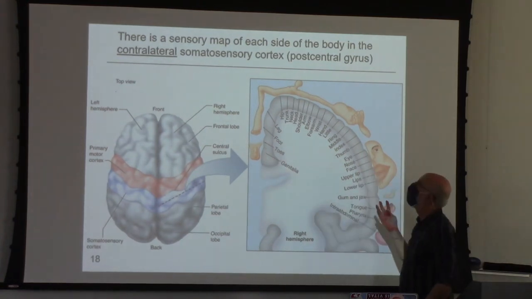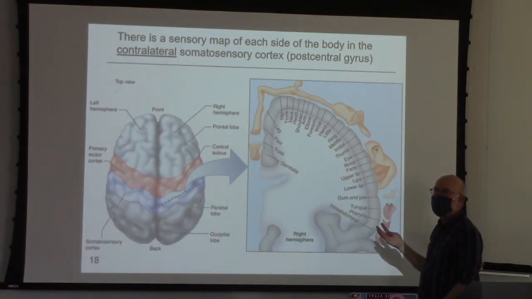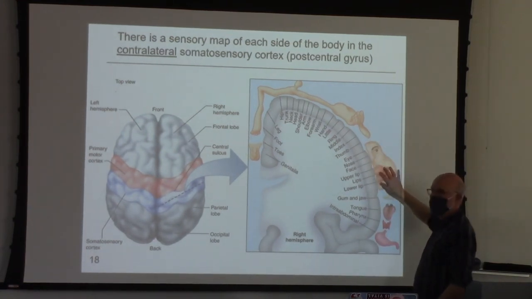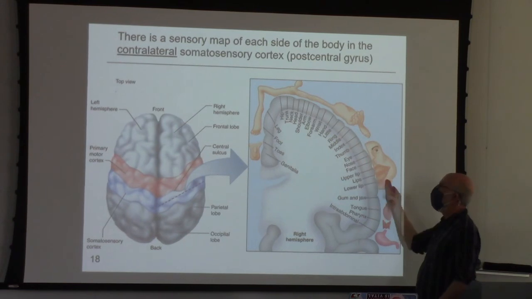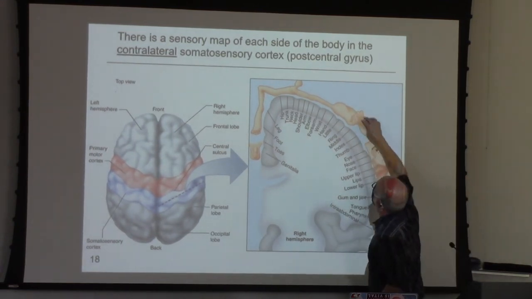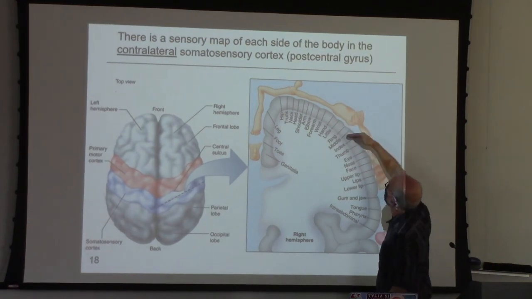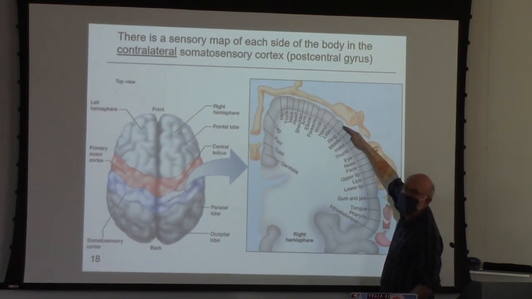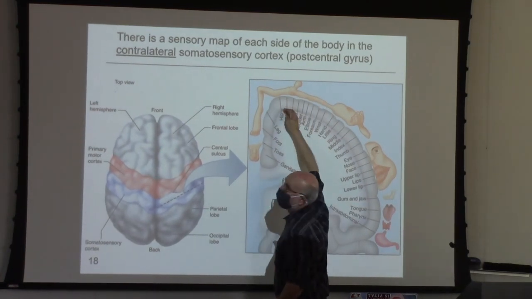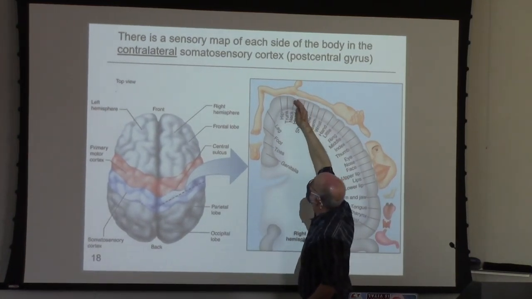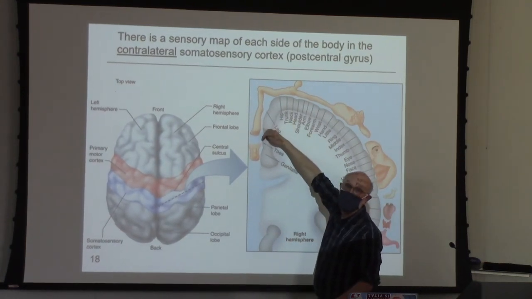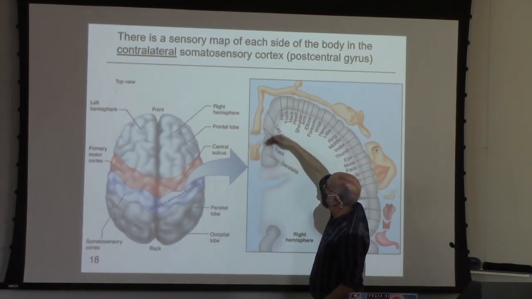And there is a map of the body on that gray matter. So the face and the mouth are most lateral. Fingers and hand, superior lateral. Arm and torso, superior. Legs and toes, medial. Genitals, deep medial.